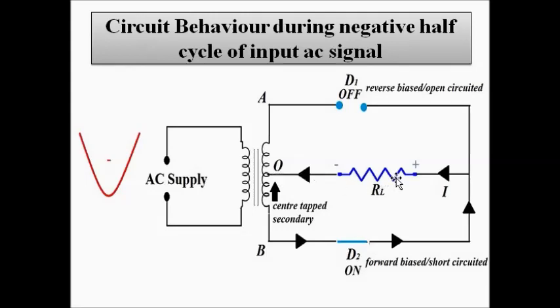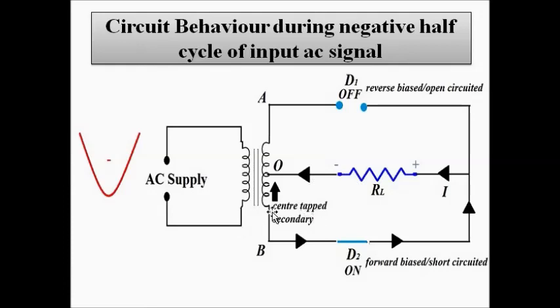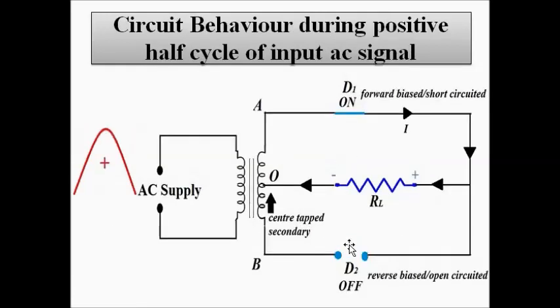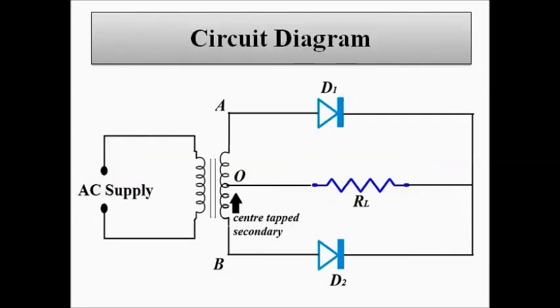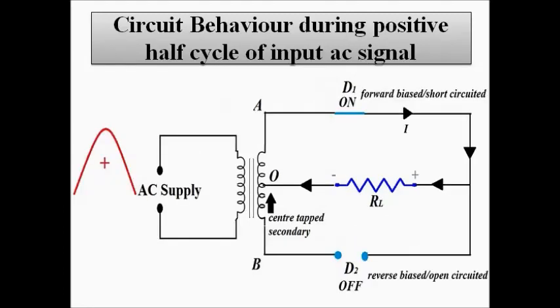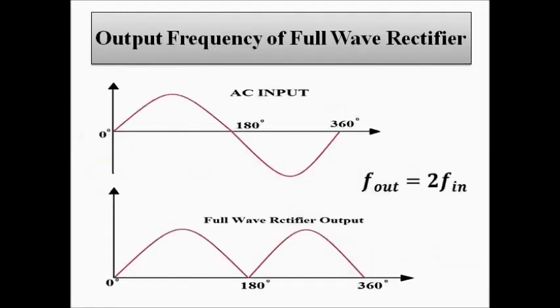So we get a pulsating DC output because the current direction stays the same during both the positive and negative half cycles. Even though one of the diodes stays off, current conduction goes on uninterrupted. It does not get affected because of the use of two diodes. But in half wave rectification, the disadvantage was that one diode was used, so one half cycle of the input AC was wasted, not utilized. Here, because of the use of two diodes, both the positive and negative half cycles are utilized and we get pulsating DC output.